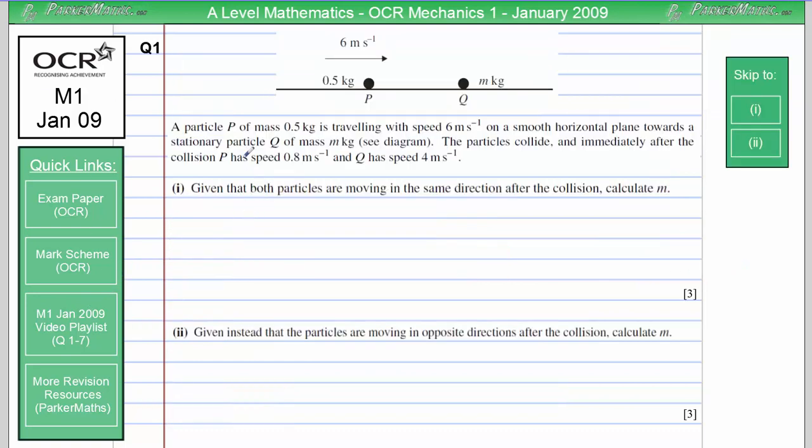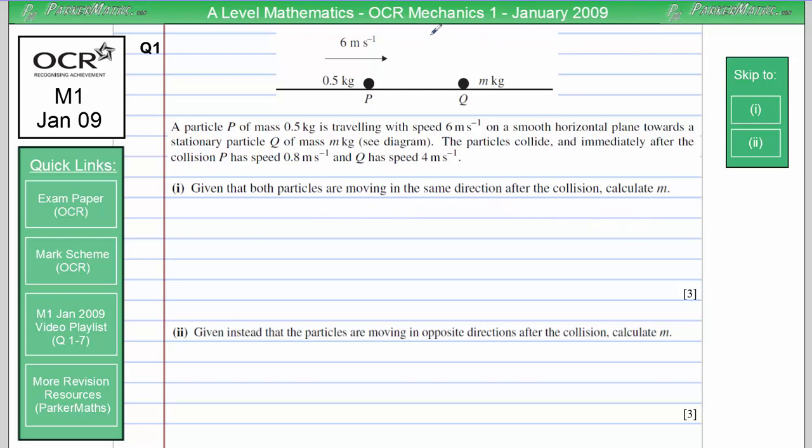In question 1, we have a particle P of mass 0.5 kilograms, which is travelling with a speed of 6 meters per second on a smooth horizontal plane towards a stationary particle Q of mass m kilograms. So that's all given in the diagram. And the question says the particles collide, and immediately after the collision, P has a speed of 0.8 meters per second and Q has a speed of 4 meters per second. In part 1, it says given that both particles are moving in the same direction after the collision, calculate m.